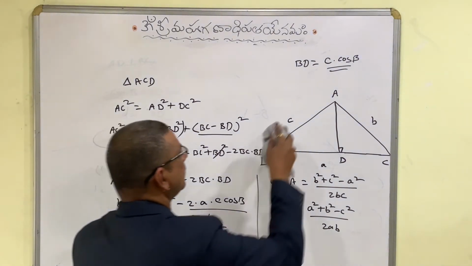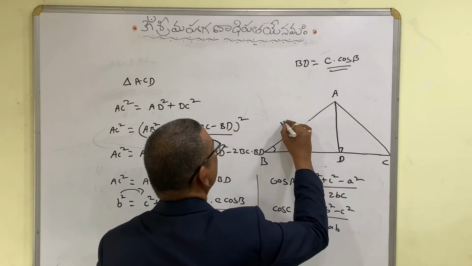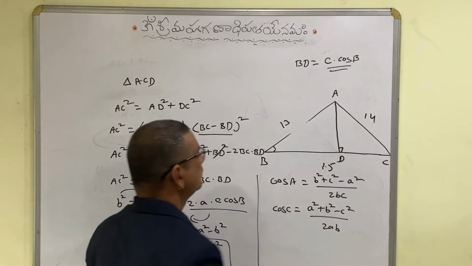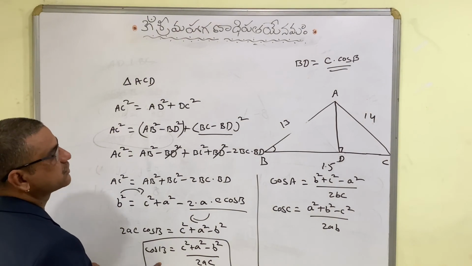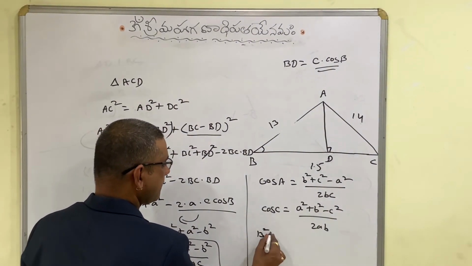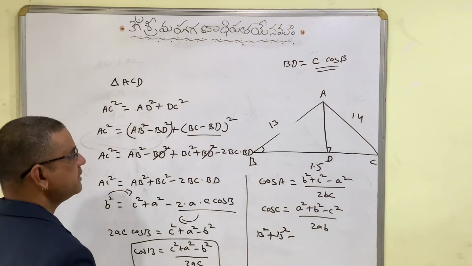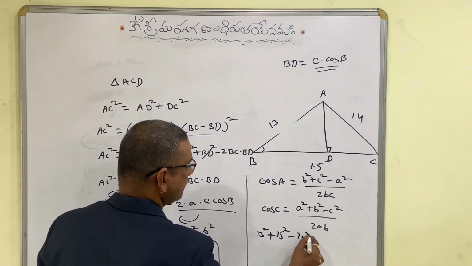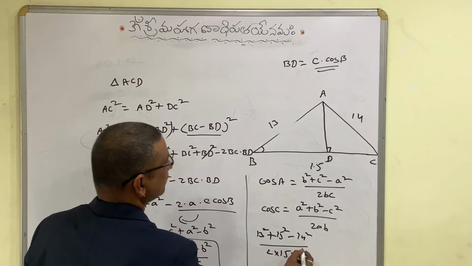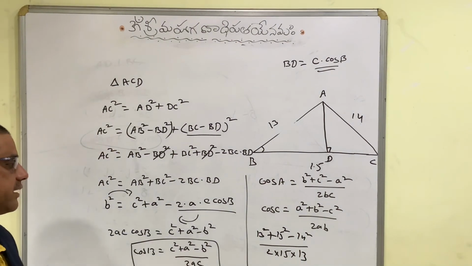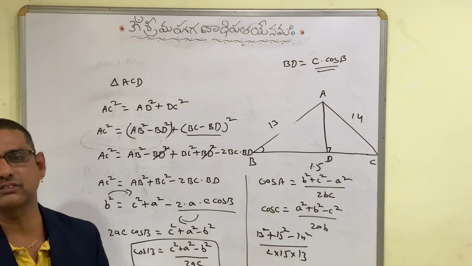What are the values given here? 13, 14, 15. That means to find cos B, C square is 13 square, plus A square, which is 15 square, minus B square, which is 14 square, by 2AC, which is 2 into 15 into 13. So by simplification, we can find the value of cos B. In the same way, we can find cos A and cos C also.